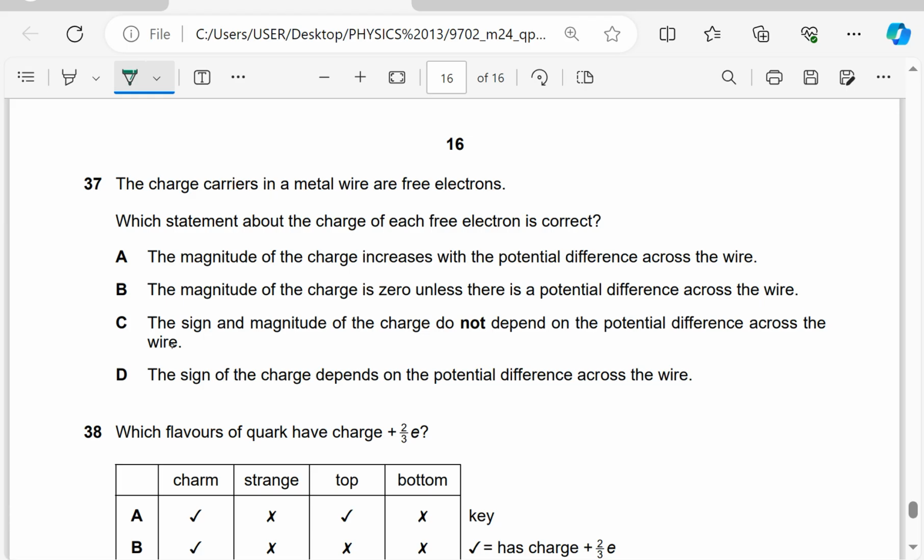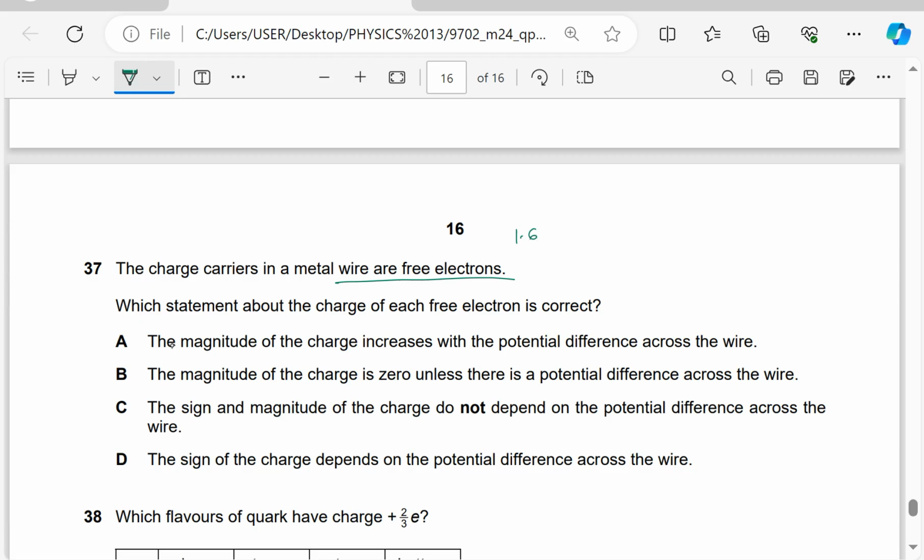The charge carriers in a metal wire are free electrons. Remember, each electron has a charge of 1.6 times 10 to the power of negative 19 coulombs, and that is the magnitude. The sign of electron charge is negative and the magnitude is that. Which statement about the charge of each free electron is correct? The magnitude of the charge increases with a PD. For an electron, the magnitude of the charge is the same. So this is wrong.